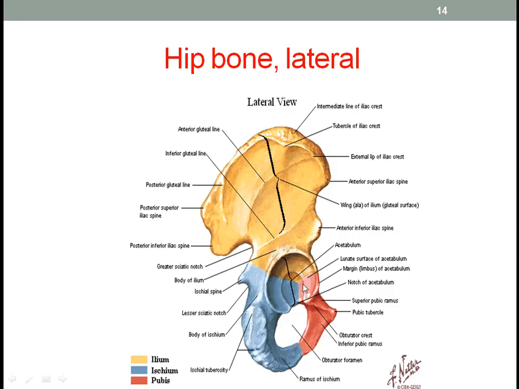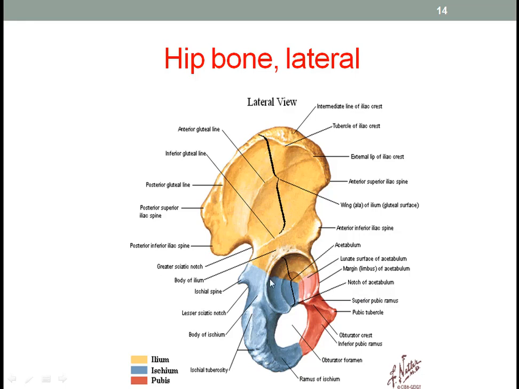So let's move to the pubis. The pubis, here we have the pubic tubercle, and here we have the superior ramus, and this is the inferior pubic ramus, and here this is the pubic crest. Okay, you can see it here.